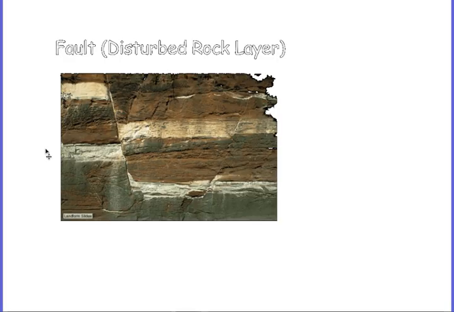Here's an example of disturbed rock layers. There's a fault line right here, a crack in the earth. And you can see that on either side, these rock layers aren't lined up anymore. So if we took this side and shifted it up, then this layer would line up again with this, would line up with this, would line up with this, and it would be back the way it originally was when those rock layers formed. They form in horizontal layers. So if you see something like this, you know that the layers formed and then this fault happened. And we'll talk more about that in a little bit.